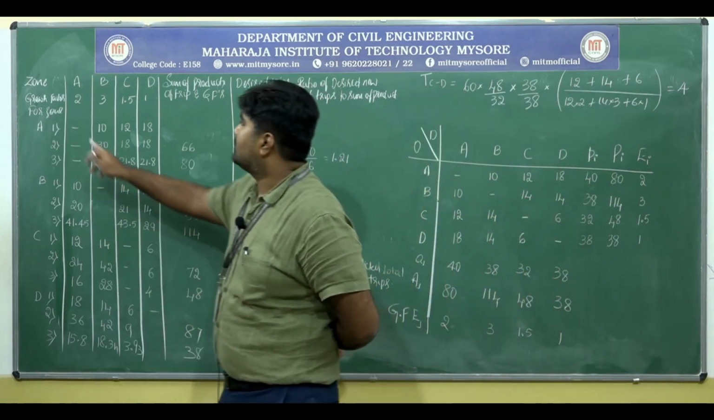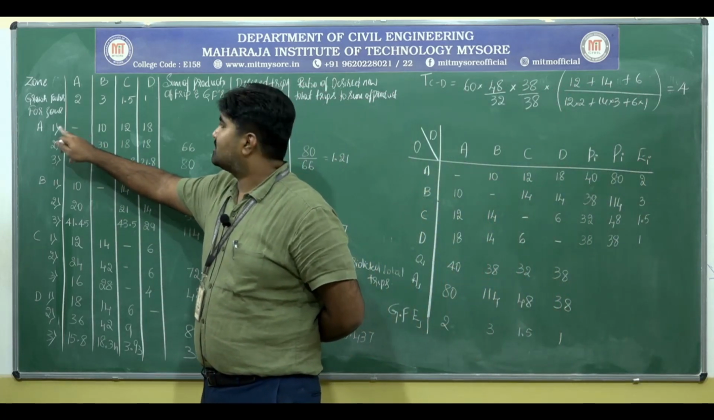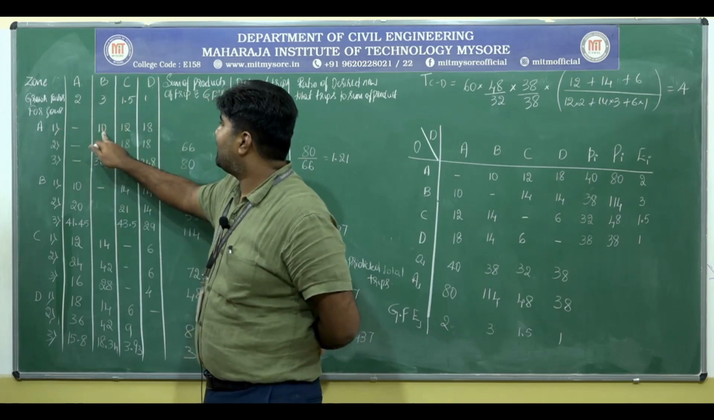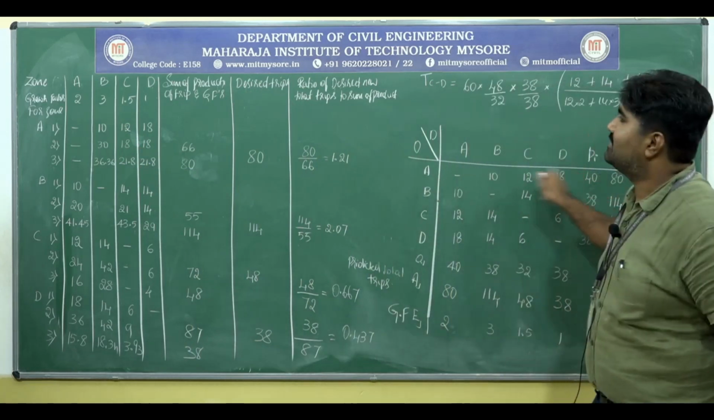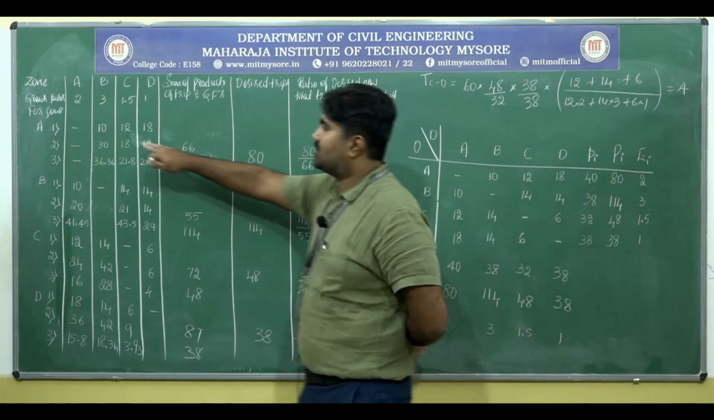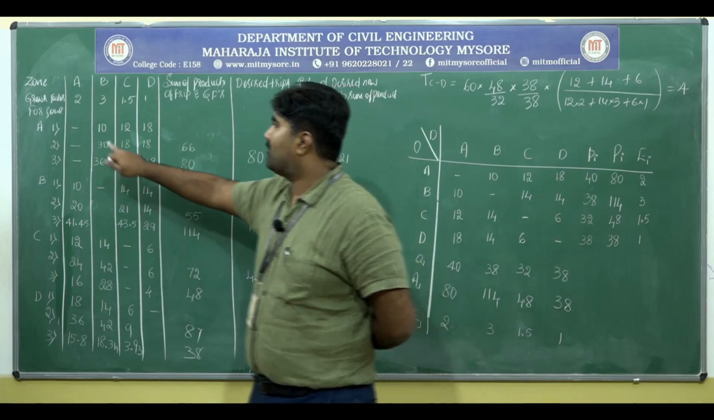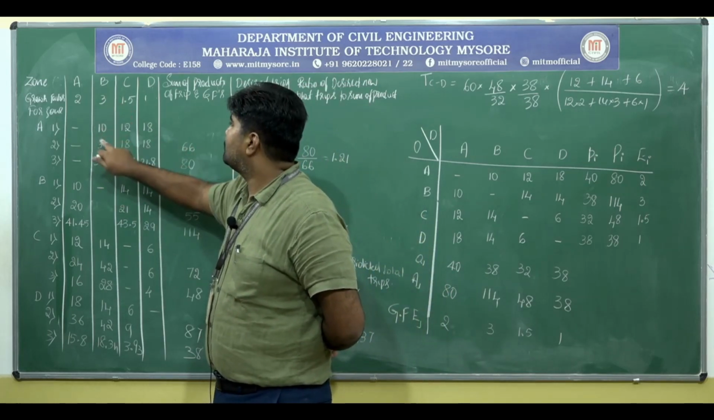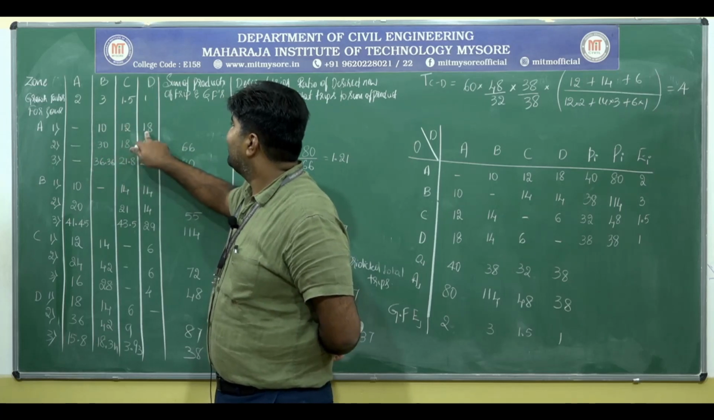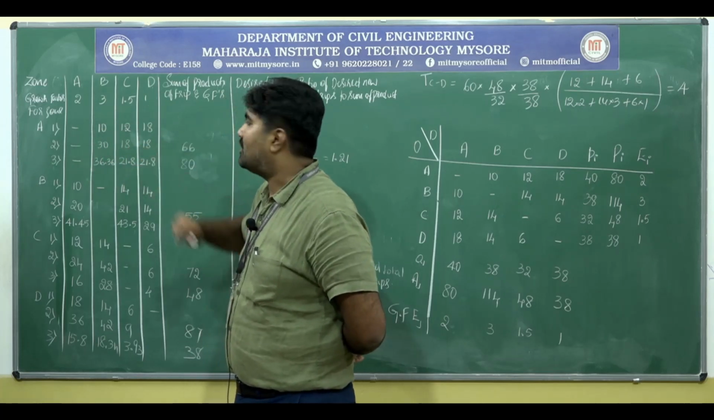Next, there are no trips between A to A. Next, enter the trips between A to B, 10. A to C, 12. A to D, it is 18. Given trips are entered here. Next, multiply these trips with respect to the growth factor. 10 into 3, 12 into 1.5, 18 into 1. You will get these values.